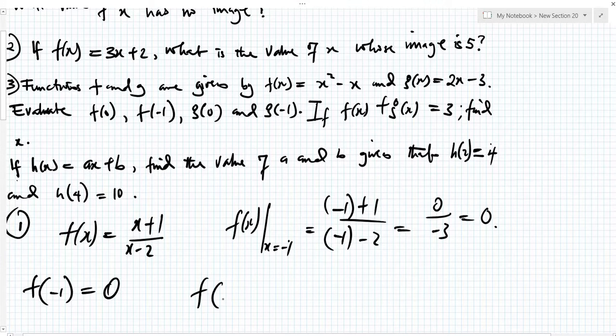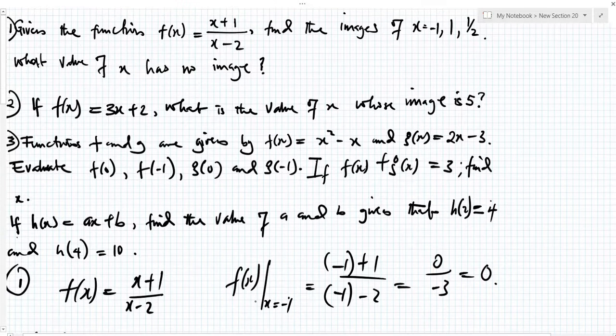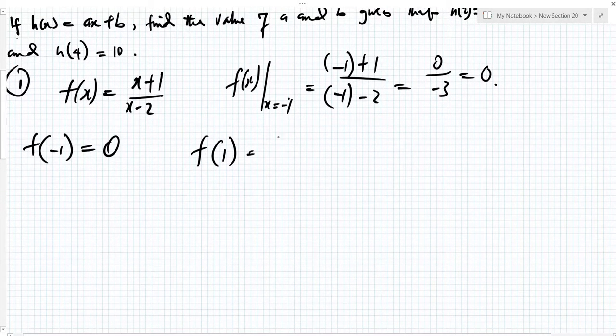So for f of 1, when x is equal to 1, anywhere you see x, replace it with 1. So 1 plus 1 all over 1 minus 2. This will now be 2 all over minus 1, which is minus 2.